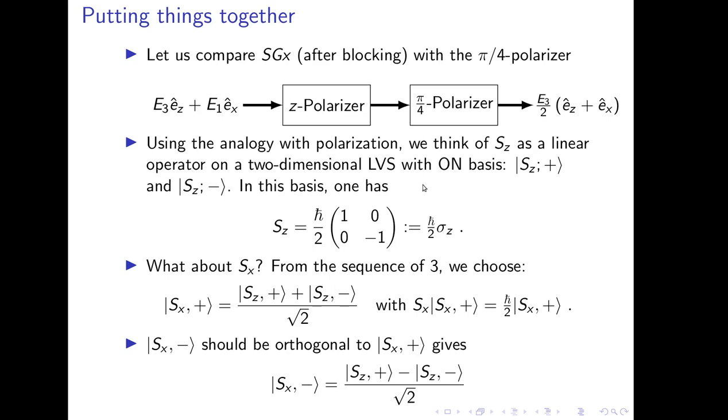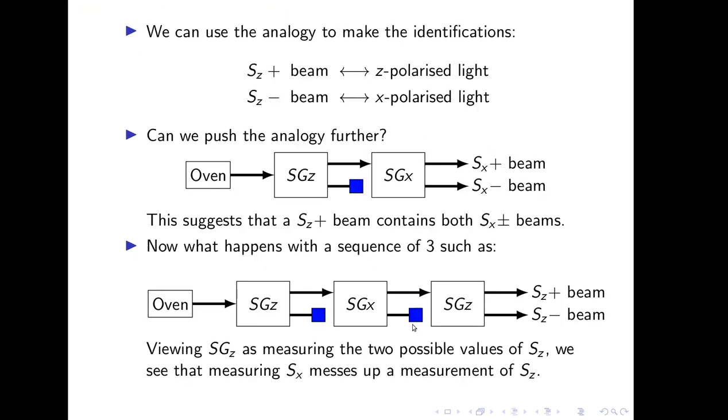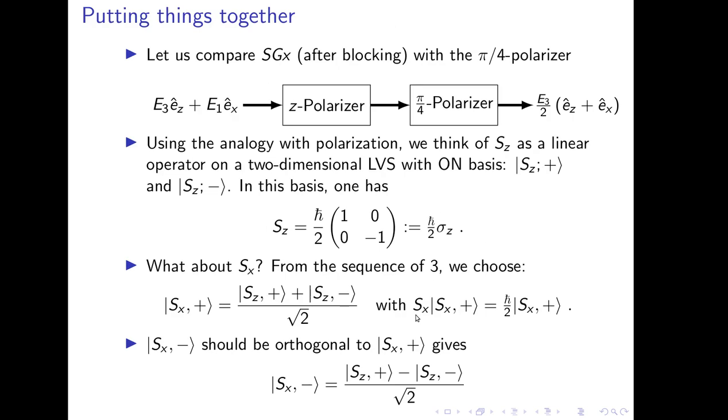Now we can look at this SGX after we do the blocking. We have blocked the bottom one. Let's try to understand this. We send E3 Ez plus E1 Ex through the Z polarizer. This will project out the E1 part, and you get E3 here. And when it goes through the pi by 4 polarizer, even though what we sent in was polarized along Z, now we get a linear combination of Z and X with the same strength.